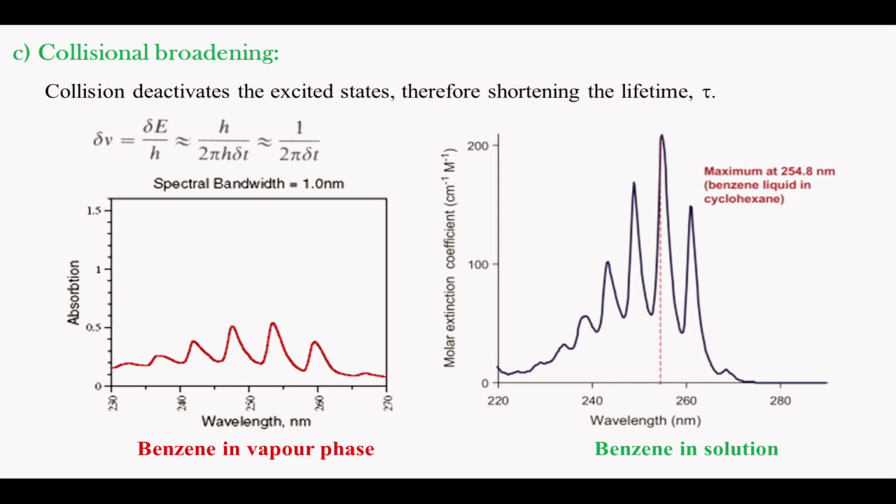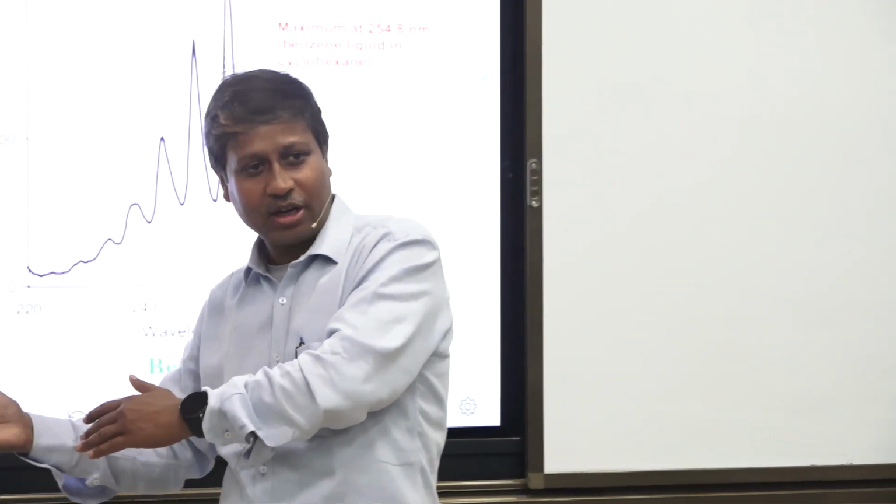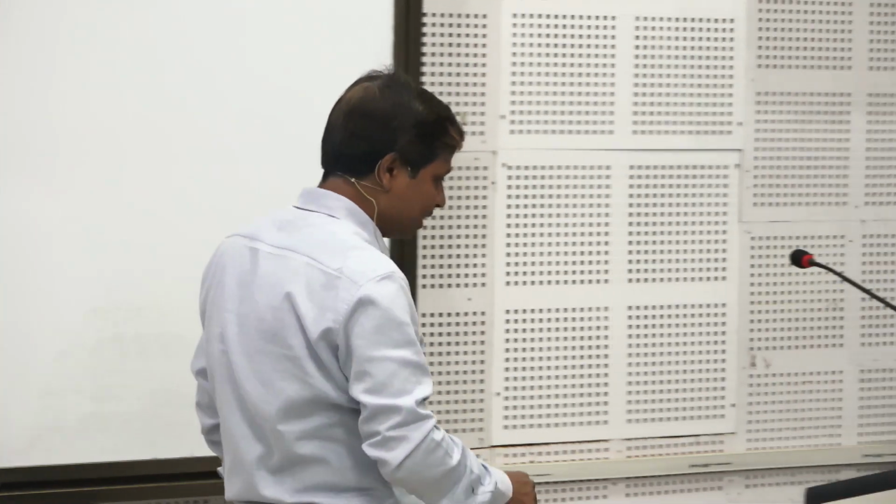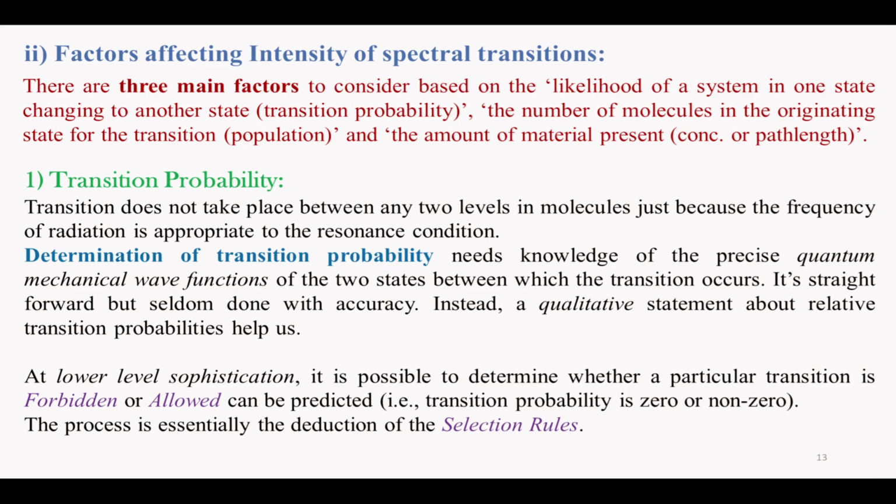So in gas phase spectroscopy, anything you record in gas phase, you get a sharper band than the corresponding solution state. So these are the three effects on the width. And now the intensity. Intensity has three parameters which decide it.